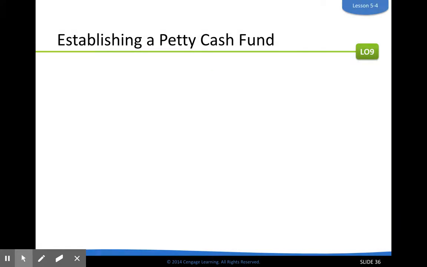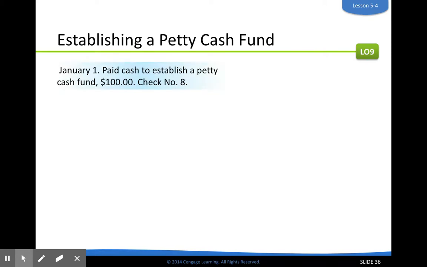So when we establish a petty cash fund, the first thing that you're going to do is write a check. We are going to write a check for $100, check number 8. We're going to take that to the bank, cash it in small bills, and put it in either a money bag, safe, or cash register, somewhere safe to use for our small purchases. So the first thing you do to establish a petty cash fund is write a check.